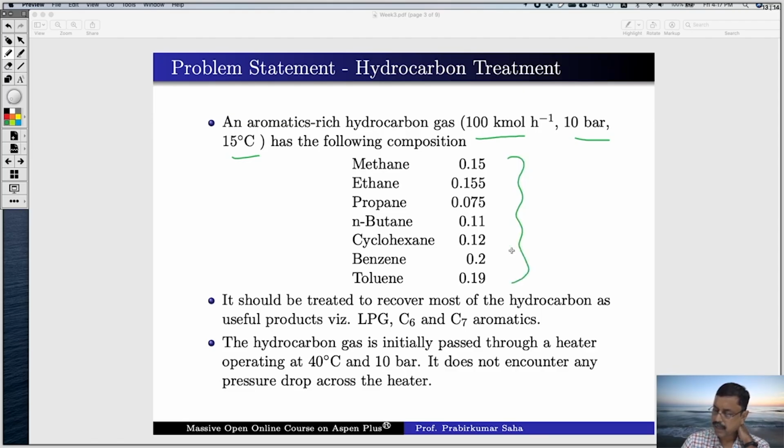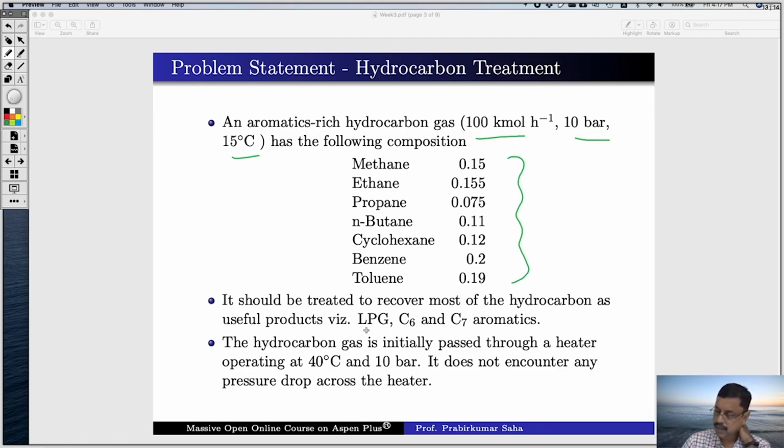So we have 15% methane, 15.5% ethane, 7.5% propane, 11% n-butane, 12% cyclohexane, 20% benzene, and 19% toluene.